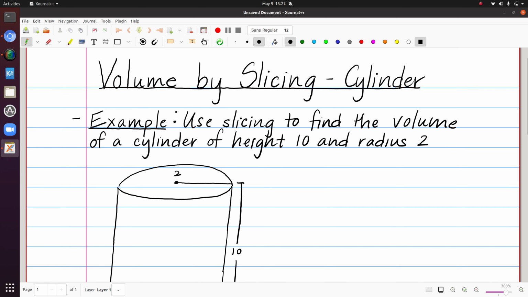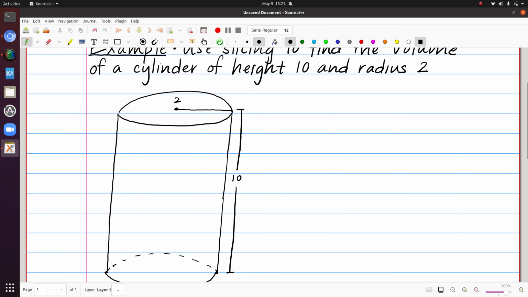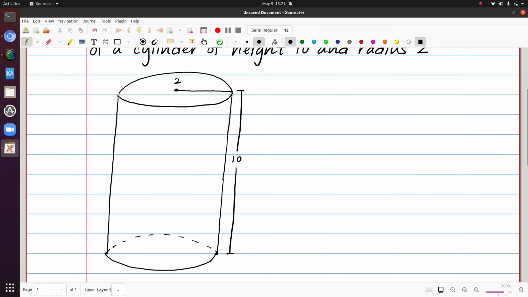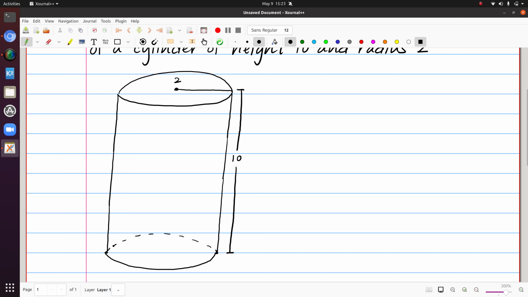So in this example, I have a cylinder that I've sketched here. Its base radius is 2 and the height is 10. And we want to find the volume of this. Now, you very well might know a formula for finding the volume of a cylinder. I don't want to use that in particular here.